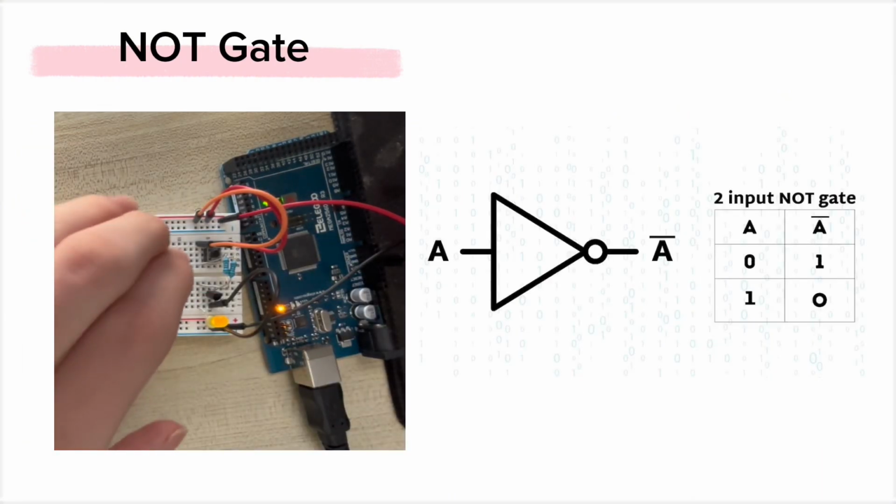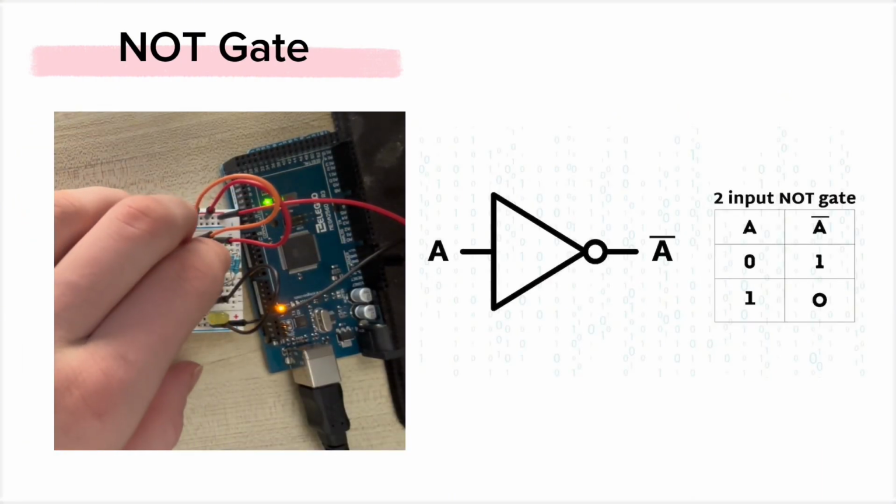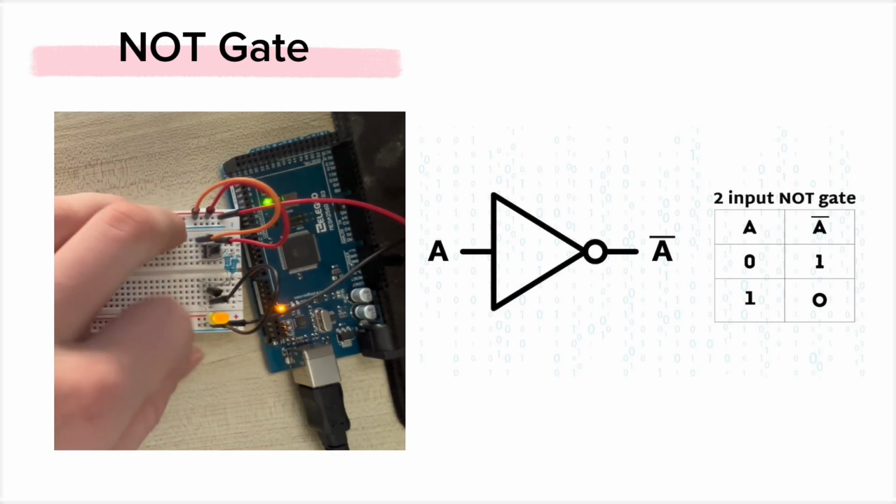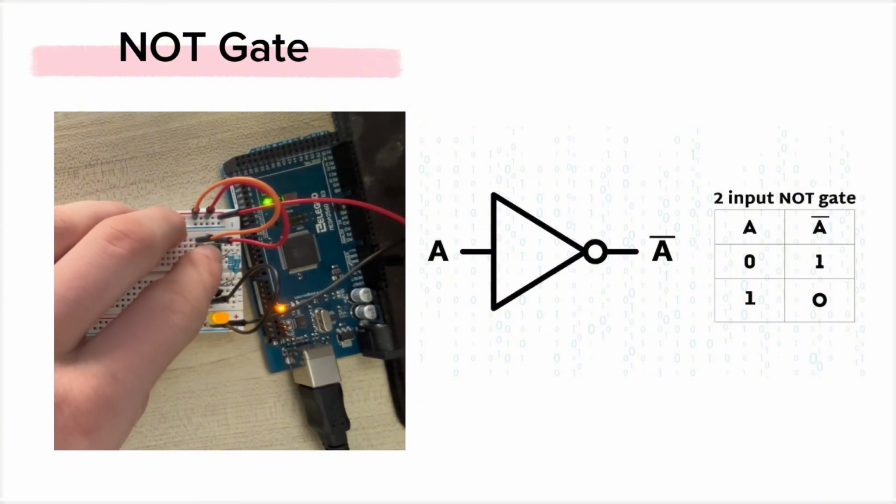The NOT gate, or inverter, outputs the opposite of the input signal. If the input is high, the output is low, and vice versa. A single transistor is used to achieve this inversion.